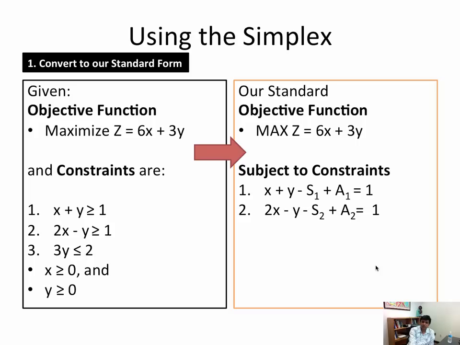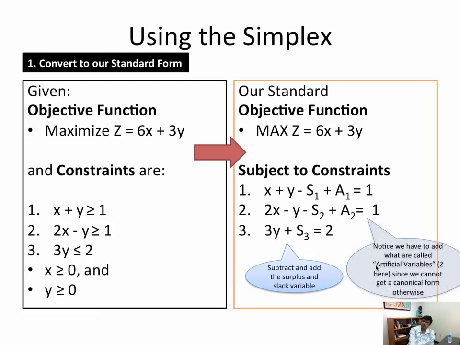For constraint number 2, we have to subtract a surplus variable s2. And for constraint number 3, we have to add a slack variable s3. We have basically subtracted two surplus variables and added one slack variable. Now let's pay attention to what we have added as a1 and a2. a1 and a2 are called artificial variables, and in this case we have two of them.